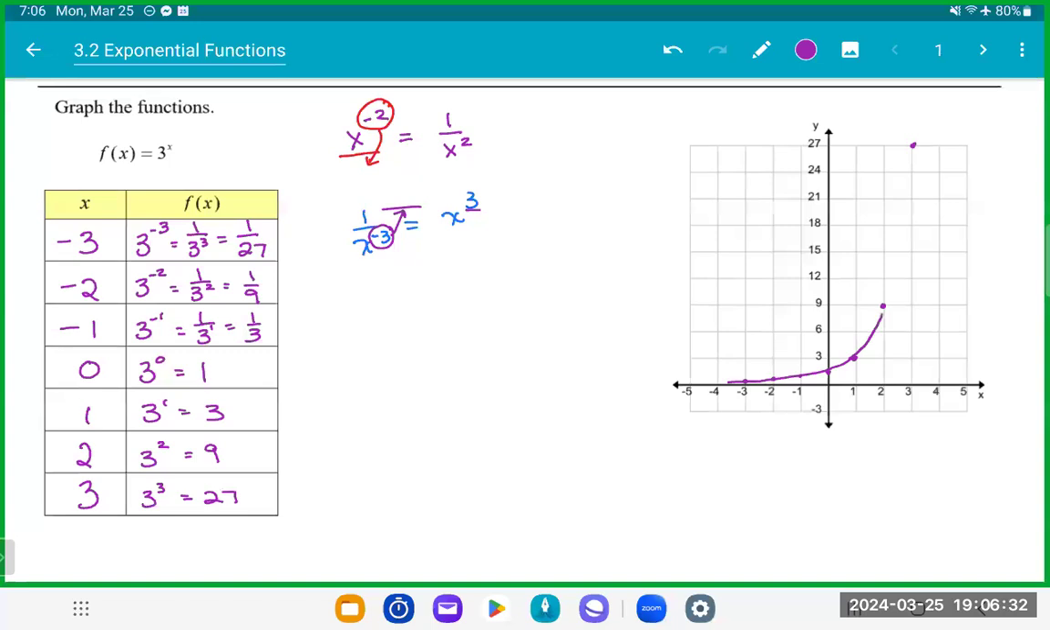So you can see that this graph gets really big really quick. Okay. Question. So this would show you a graph of exponential growth, right? So this is growth because it's positive, it's increasing. Okay, so it shows growth.